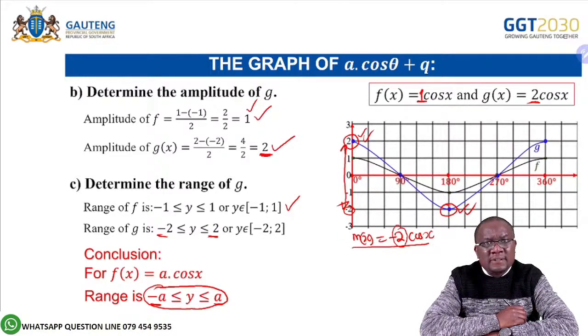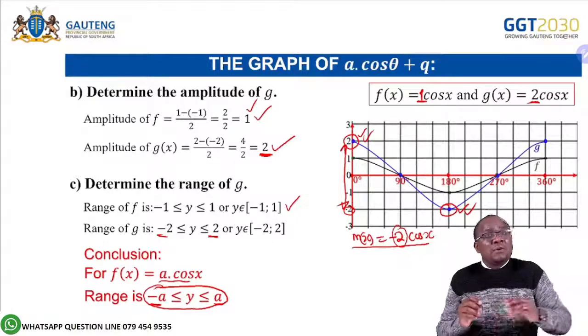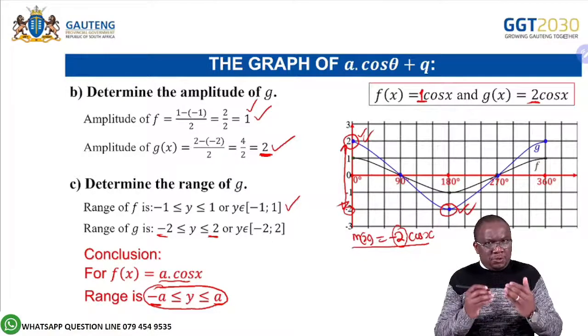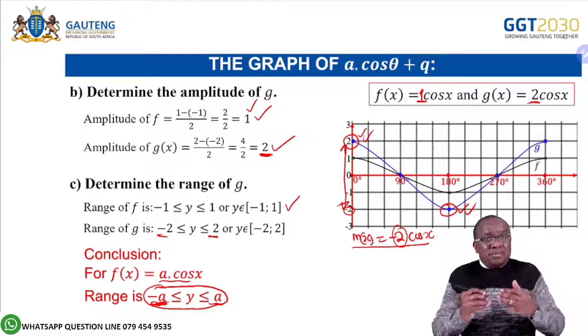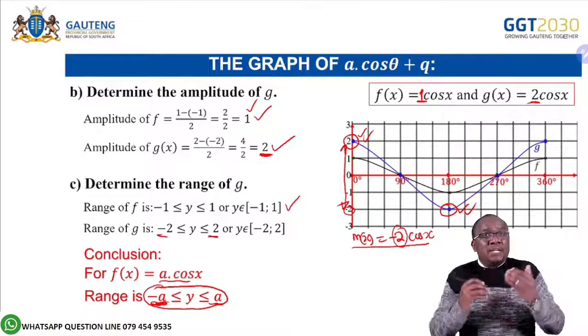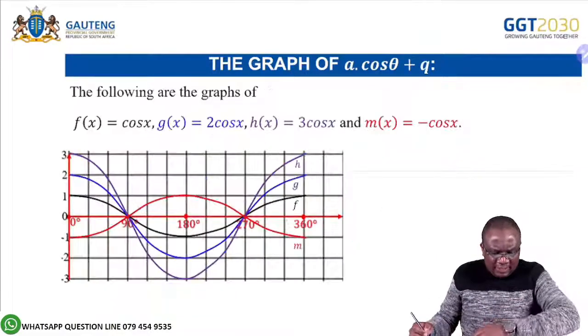Okay, for this type of graph, this is how you can do the range. We're going to see now when we look at the effect of q, this is also going to change, isn't it? When now there's the q, when it says plus 2, plus 3, plus 4, what is going to happen?